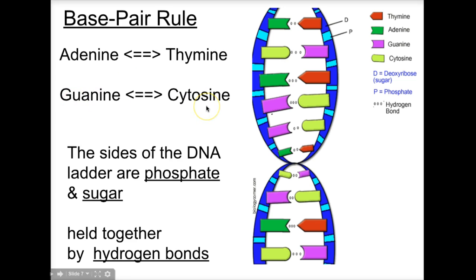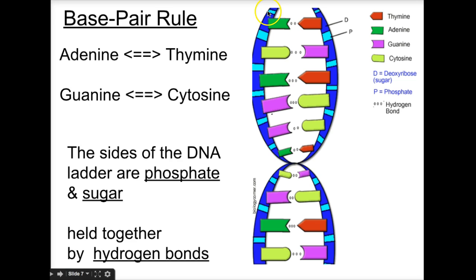Guanine and cytosine always pair together. So A and T always pair together. G's and C's always pair together. So if you look at it here in this model, thymine is represented by red, adenine is represented by green, so these two will always pair together. Guanine is represented by this purple, cytosine is represented by this lime yellow looking color, and they will always pair together, right?